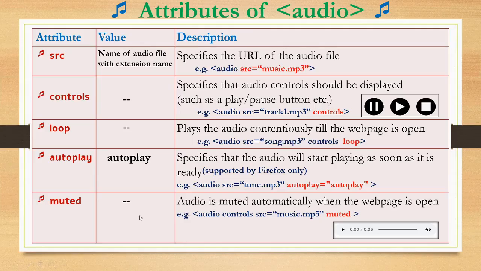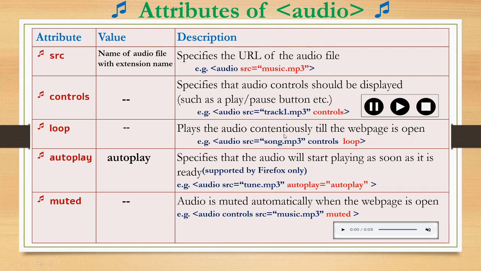Some tags or some attributes support a particular browser and some may not. Here the autoplay attribute with autoplay value is being supported by Mozilla Firefox and it is not being supported by Google Chrome. The last attribute remaining is the loop attribute. Now let's see how this loop attribute works.